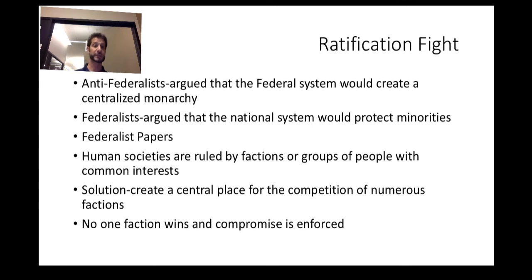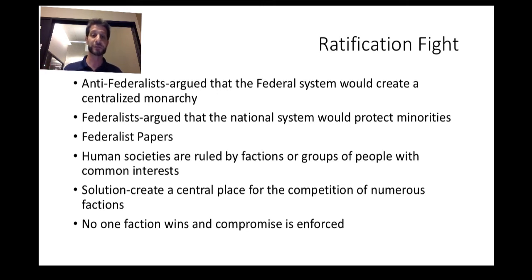So in the end, a constitution has to be ratified, and this is where we get these two groups that most people tend to think are long-term factions, and they aren't. The Anti-Federalists versus the Federalists. So the Anti-Federalists argued that the federal system would create a centralized monarchy over time. That's why they're against that notion. Patrick Henry is a really good example.